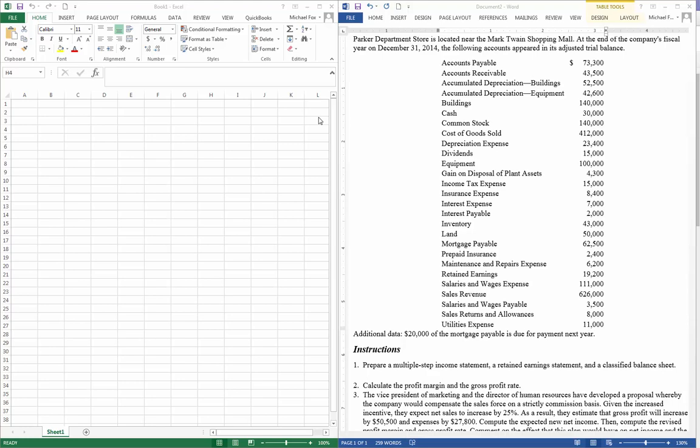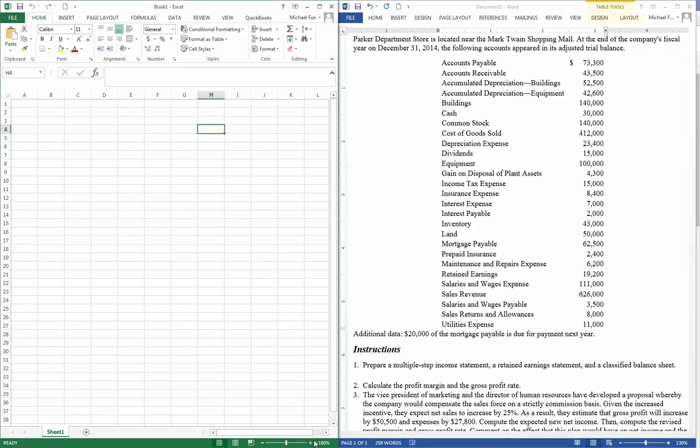There they all are. Unfortunately for us, they put them in alphabetical order rather than in what I call financial statement order, where they have all the balance sheet and the income statement items put together. Anyway, so there's all the information, plus there was $20,000 of the mortgage payable due next year. Prepare a multi-step income statement, retained earnings statement, and a classified balance sheet.